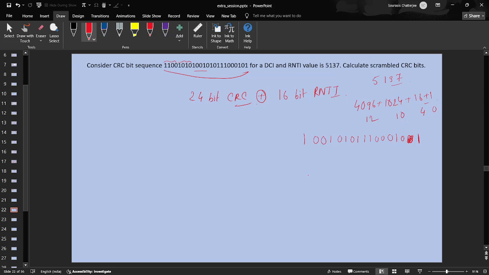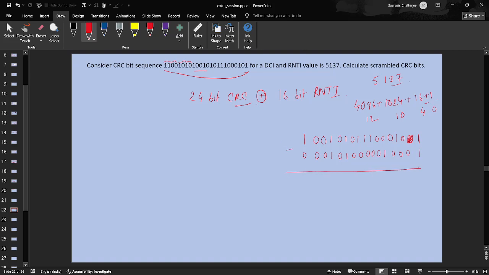So if I create the 16 bits here, 15th bit is 0, 14th 0, 13th 0, 12th bit is 1, 11th again 0, 10th bit is 1, 9 0, 8 0, 7 0, 6 0, 5 0, 4th is again 1, third 0, second 0, first 0, 0th bit is again 1.